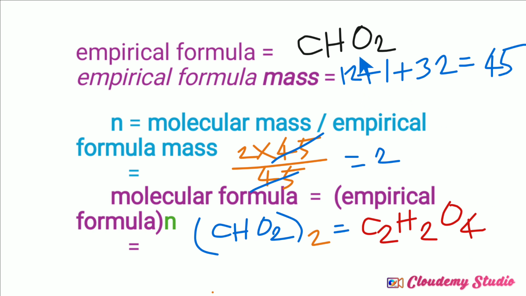Empirical formula of the compound is CHO2. The molecular formula of the compound is C2H2O4.